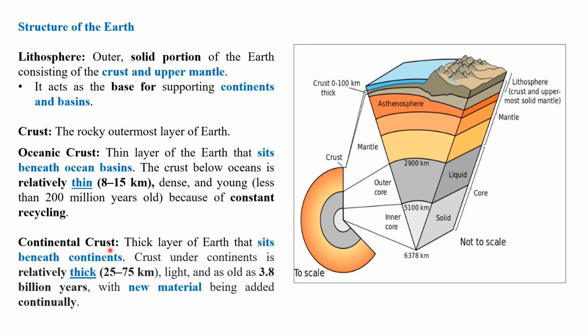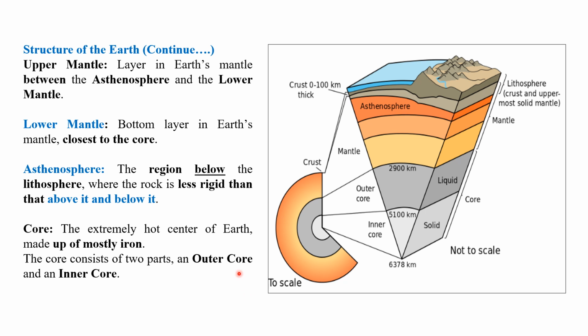Continental crust is the thick layer of earth that sits beneath continents. The crust under continents is relatively thick, varying from 25 to 75 kilometers, light and as old as 3.8 billion years, with new materials being added continually. Next, we can see the structure of the earth, upper mantle.